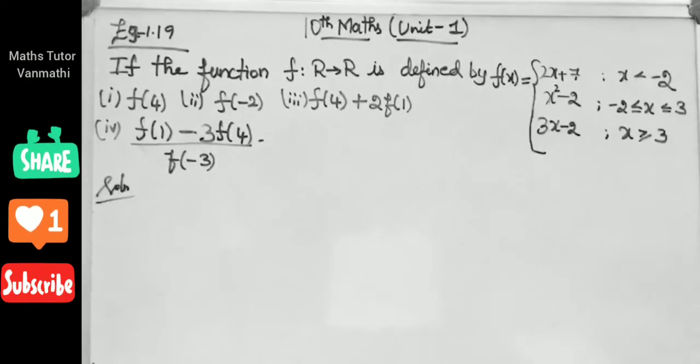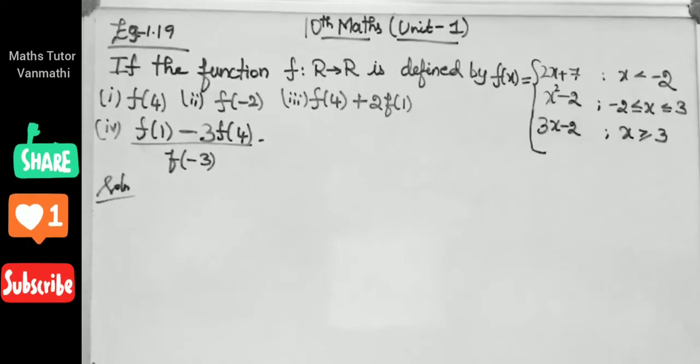Hello, my dear students. Today we are going to see in 10th Maths Unit 1, example 1.19. This may be your 5-mark question. If the function f from R to R is defined by f of x equal to 2x plus 7, where x is less than minus 2, x square minus 2, where x lies between minus 2 and 3, and 3x minus 2, where x is greater than or equal to 3.